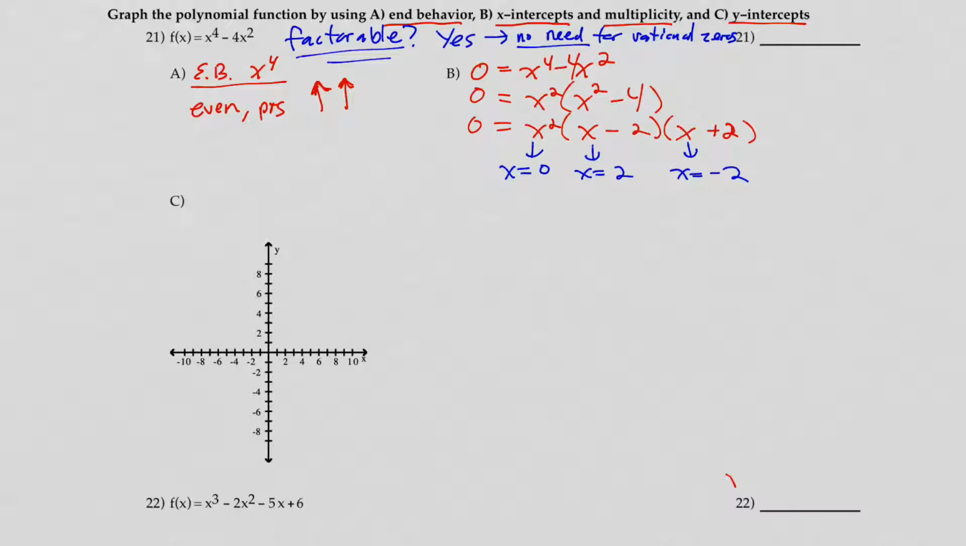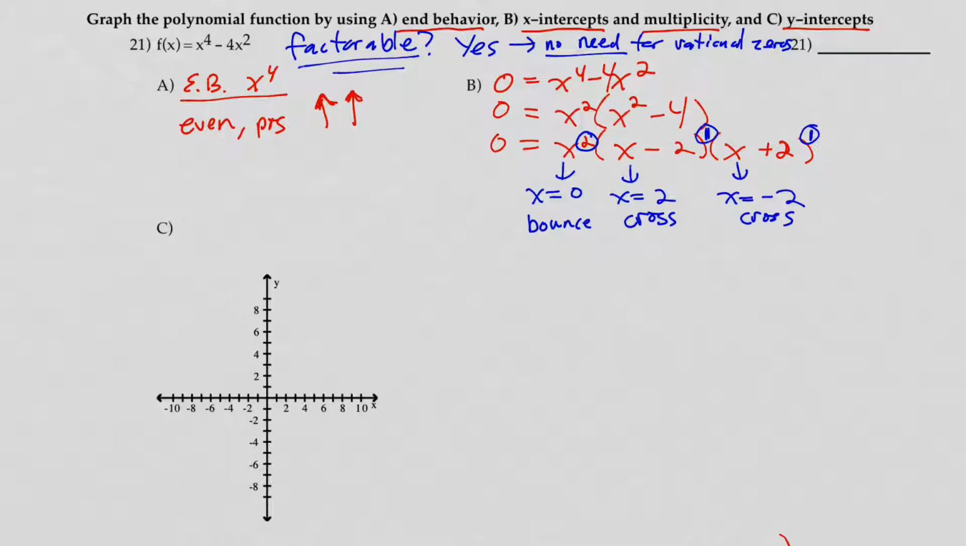Now, taking a look at the multiplicity, you can tell this is a 2, that's even multiplicity. So that's going to be a bounce, or a touch and turn. And both of these have a power of 1, so those are both going to be crosses. And then last of all, let's take a look at our y-intercept. The y-intercept is basically f of 0. And f of 0 just means you're going to plug in 0 for both x's, which means you get 0.